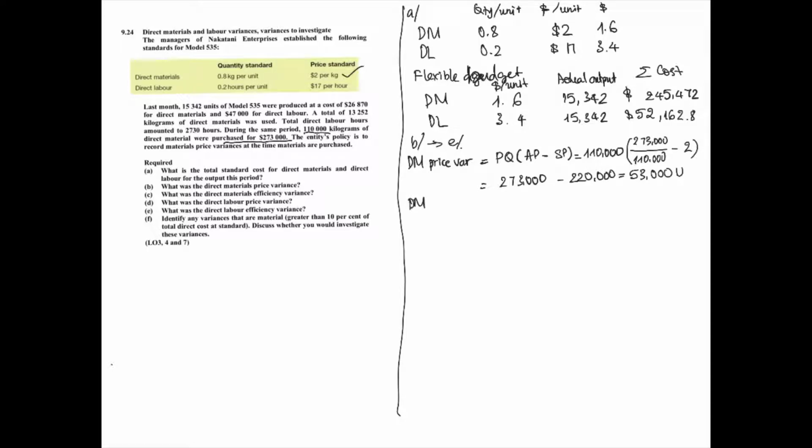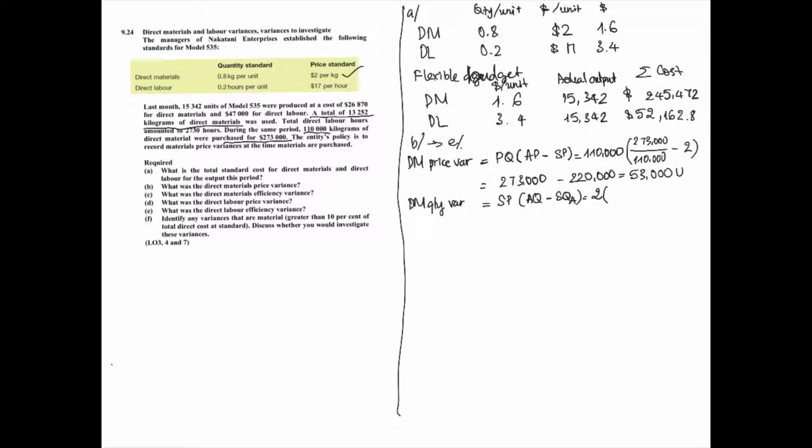Direct materials quantity variance or efficiency variance, same thing. Now the formula is: inside always we have actual quantity minus standard quantity given the actual output, and outside we have standard price. So standard price is 2, actual quantity, you see that in here we have a total of 13,252 kilograms of material used, right?